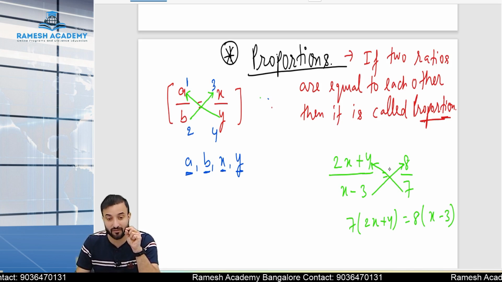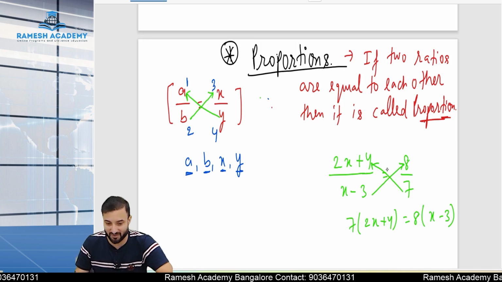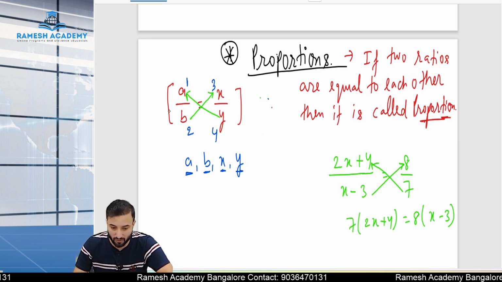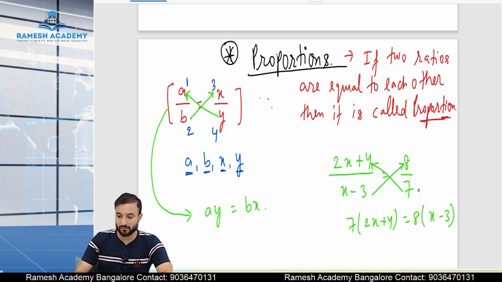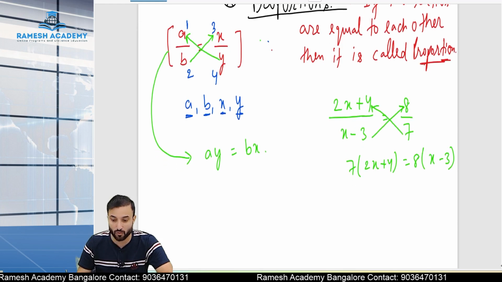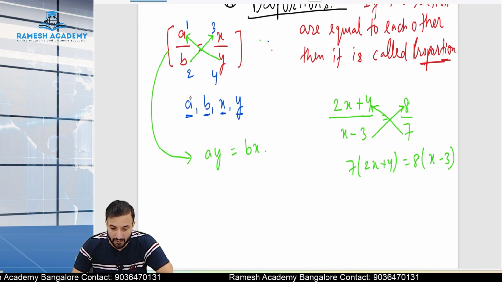If you get it like this too, we are going to do the cross multiplication. So if you do the cross multiplication, guys, what are we going to get here? a into y equals b into x. So see, a and y, which equals b and x.